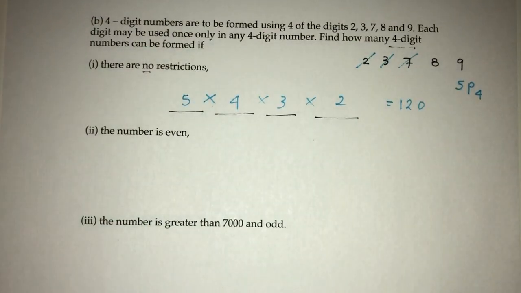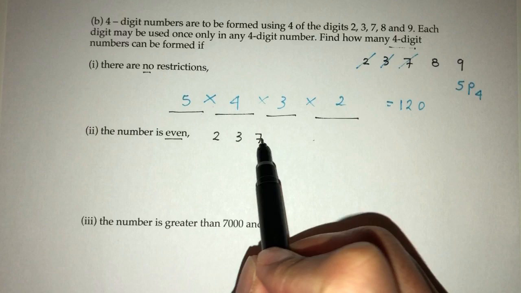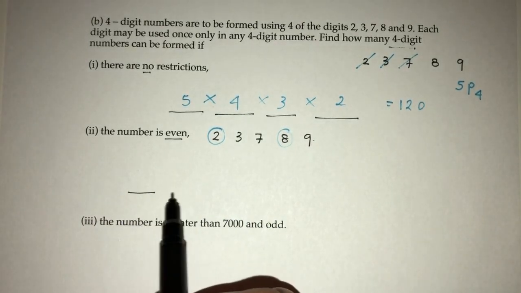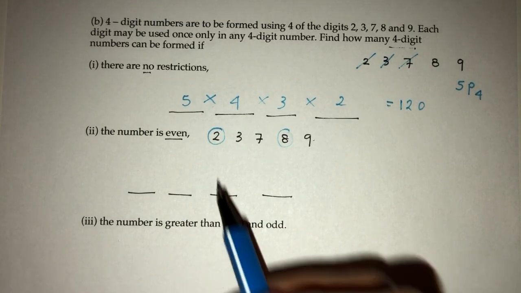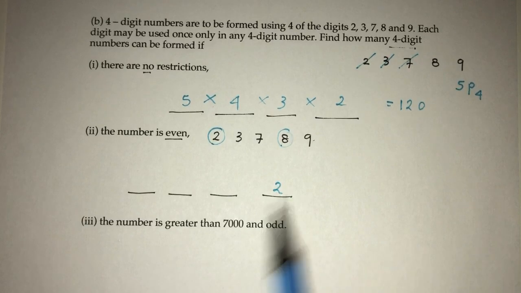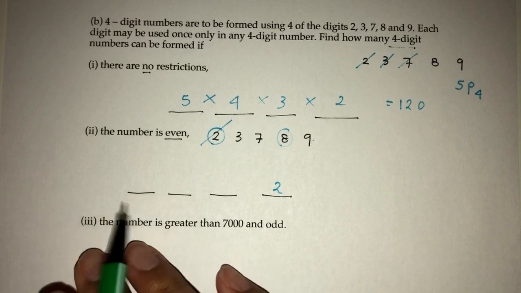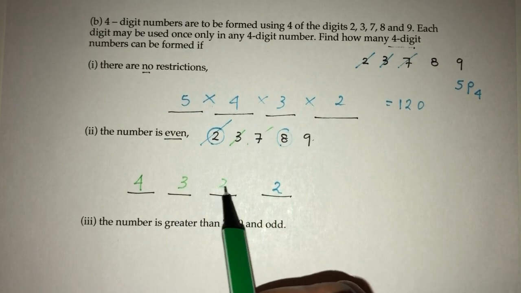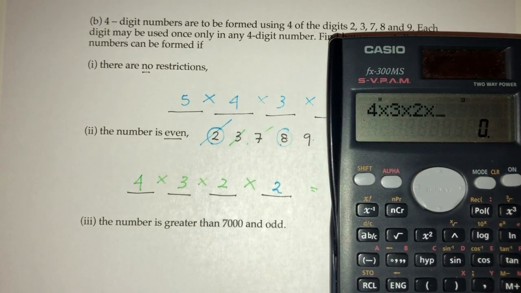Okay, now part 2. The number is even. So again, let's look at the numbers. We have 2, 3, 7, 8, 9. So we only have 2 even numbers here, which is these 2. So we need to form a 4-digit number. For the number to be even, we can only end with these 2 numbers. So we have 2 ways of ending the number. Let's say we choose this number. Now for the rest, we can choose anything. We have 4 options. Then we have 3 options. And then we have 2 options. That will be 4 times 3 times 2 times 2. That will be 48.